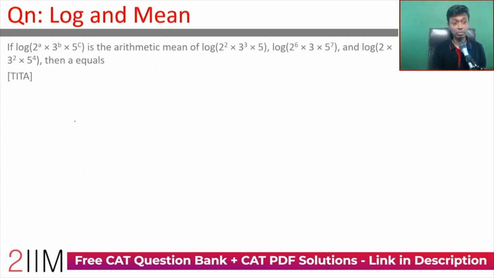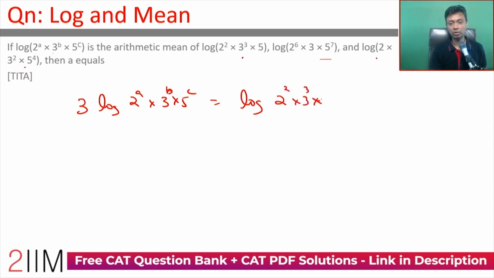Log of 2 power a into 3 power b into 5 power c is the arithmetic mean of log of 2 square into 3 cube into 5, log of 2 power 6 into 3 into 5 power 7, and log of 2 into 3 square into 5 power 4. Or this expression is this plus this plus this by 3. Fine. So, 3 times log of 2 power a into 3 power b into 5 power c is log of 2 square into 3 cube into 5 plus log of 2 power 6 into 3 into 5 power 7 plus log of 2 into 3 square into 5 power 4.